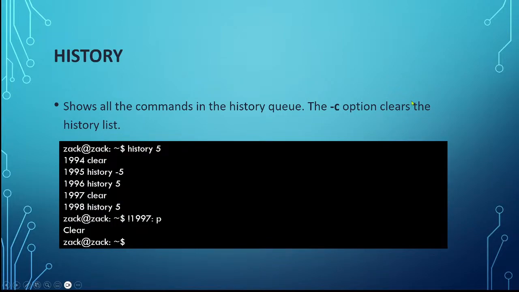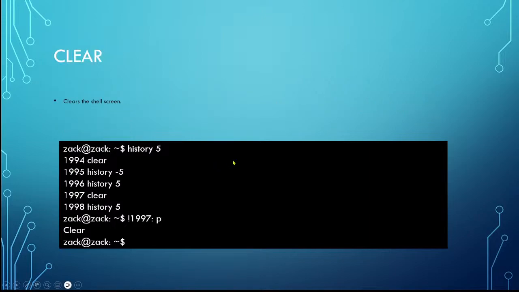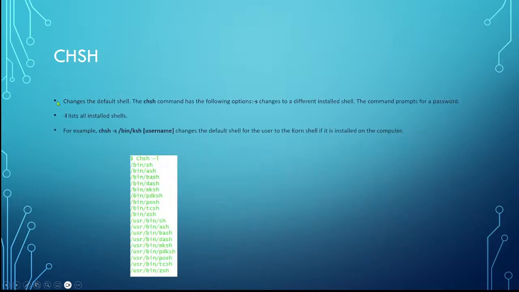The history command will show Linux's history. For example, here I have history 5. It shows 1994 through 98 history. And then we have an example of clearing the 1997 history. And then the -c option will clear the history, as well as using the word clear. And then we have an example of clear, which is the same example. It clears the shell screen. So we go down here after we hit clear, and it should clear the shell screen.